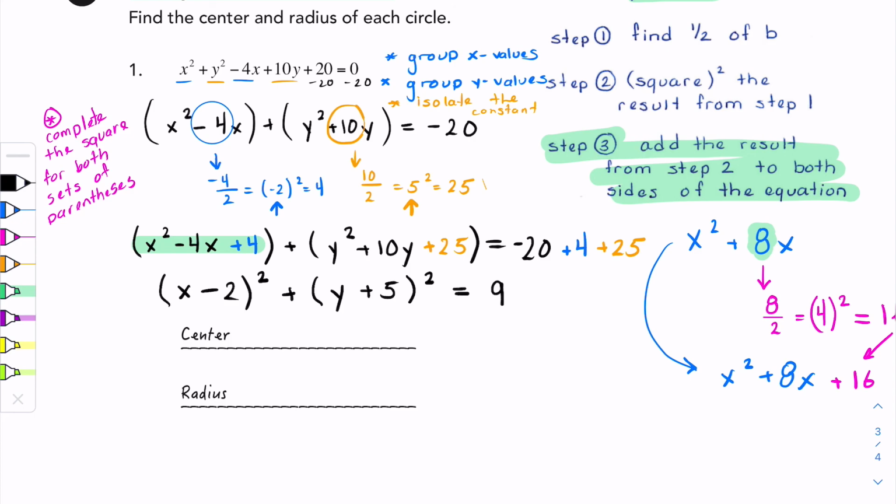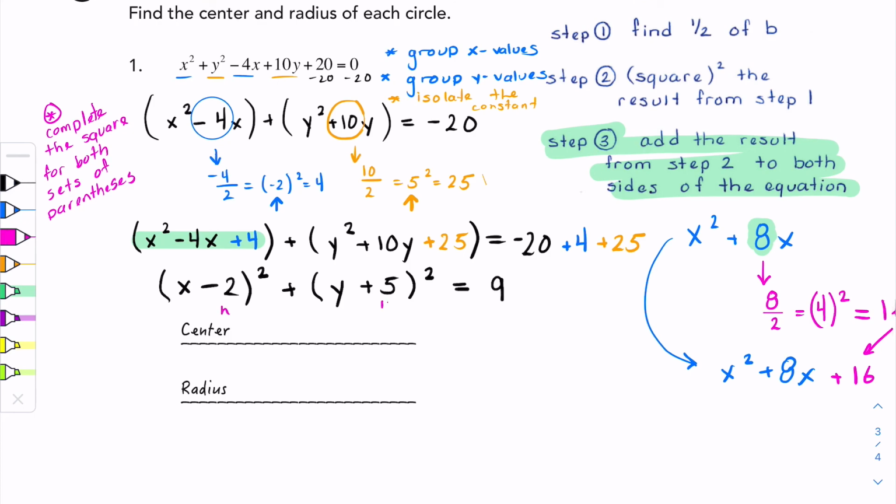So based on everything else we've done on this worksheet, remember that your h and your k value, just make sure you have your correct sign, and your r value are found in that order. So the center, including the correct signs here, is going to be positive 2, and then right there is negative 5. And if the radius squared is 9, that means your r value is 3.